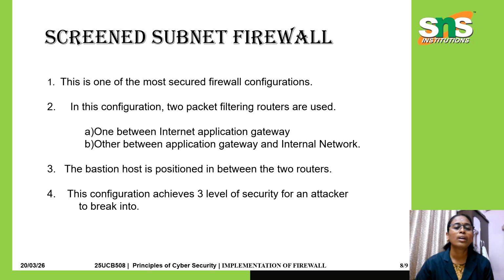The next one is the screened subnet firewall. This is one of the most secured firewall configurations. In this configuration, two packet filtering routers are used. One is between the internet and the application gateway, and another between the application gateway and the internal network. The bastion host is positioned between the two routers. This configuration achieves three levels of security for an attacker to break into.